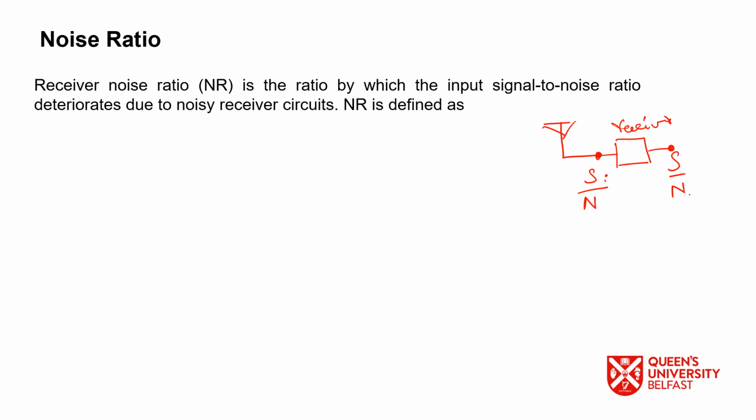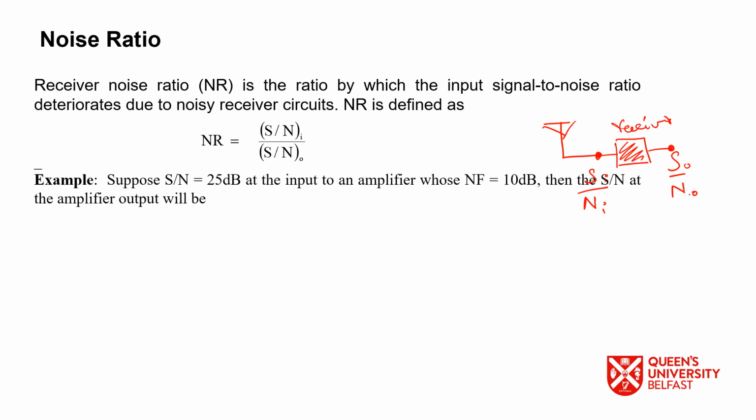So this is the input signal to noise ratio to this receiver circuit, or you can call it a black box, and here is the output. If we take the ratio of the signal to noise ratio at the input side to the output side, we normally call it the noise ratio. Let's go to an example.